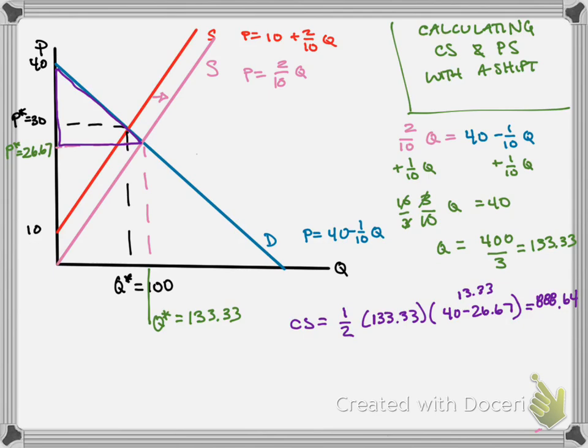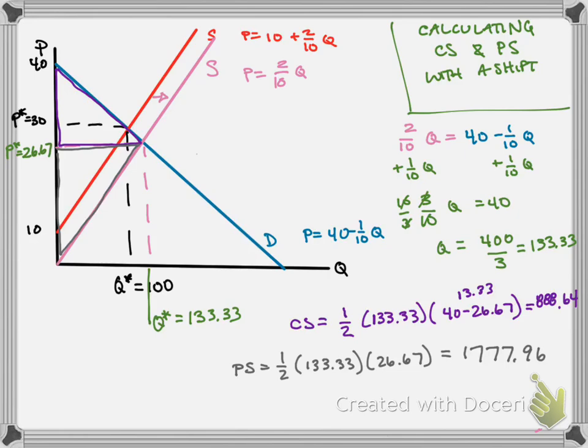Producer surplus is this triangle right there. So producer surplus is 1/2 the base, which is also 133.33, times the height. In this case, the height is 26.67, so it's going all the way to 0. So 26.67 times 133.33 divided by 2. Producer surplus is 1777.96. So that's where we calculated producer and consumer surplus.